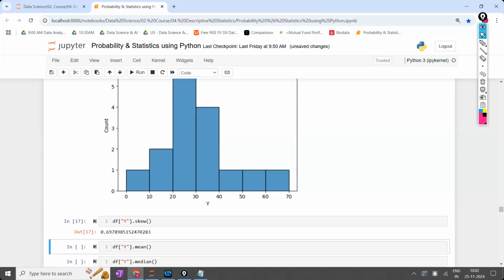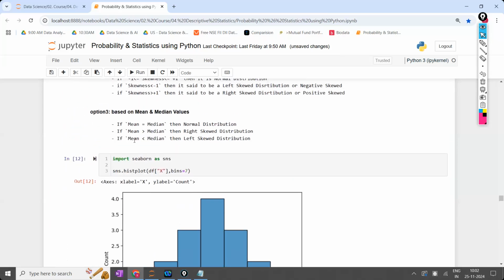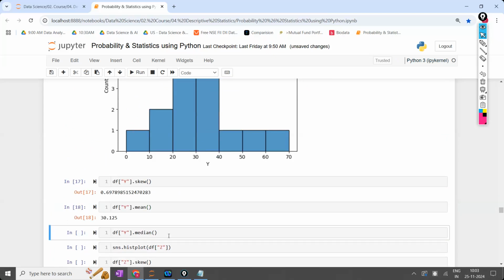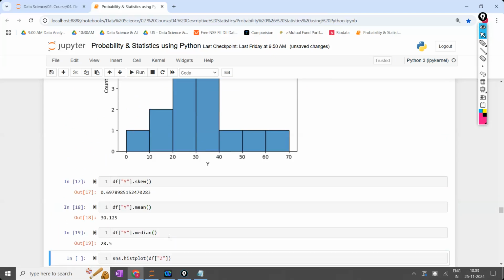Now, for a right skewed distribution, the mean should be greater than the median. What are the mean values there? The mean value should be greater than the median. Let us take the mean. Mean is 30.125. Median is 28.5. So the mean is greater than the median, which means it is right skewed. Is the point clear?